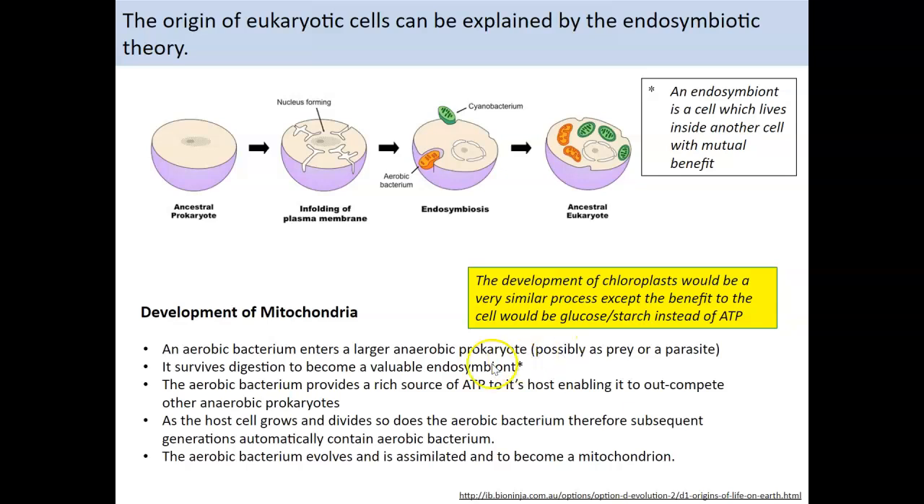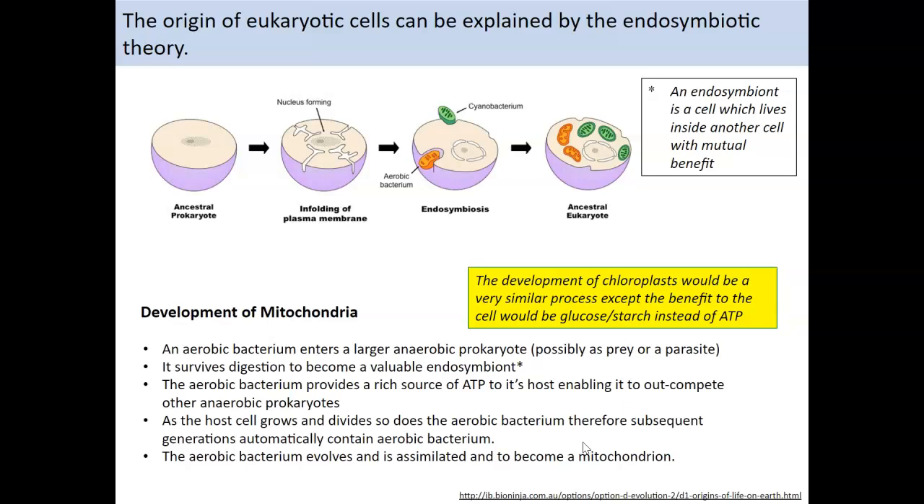Instead of killing it, it lets it live, because it provides that benefit. It's an endosymbiont. Then it gives it lots of ATP, allowing the host to be more successful compared to other anaerobic prokaryotes. Eventually, the host cell grows and divides, and as it's doing this, the smaller bacteria inside of it also grows and divides inside the larger cell. Therefore, it would make more. So you can see more copies are made of the smaller bacteria. And therefore, future generations would have more and more of these particular beneficial endosymbionts.